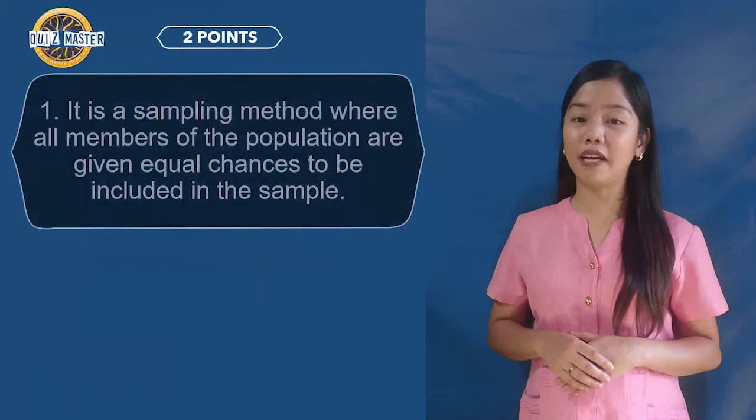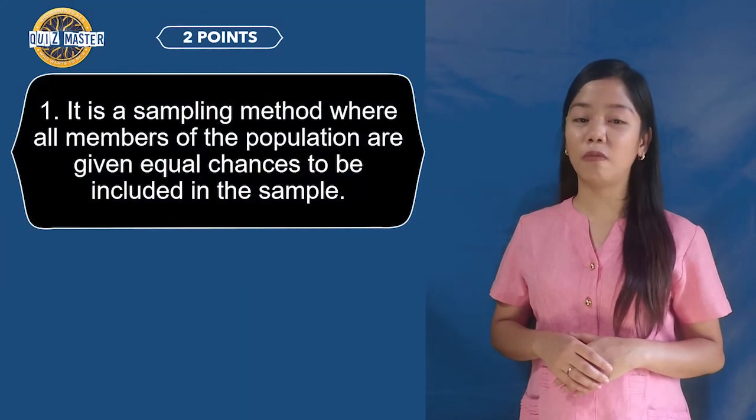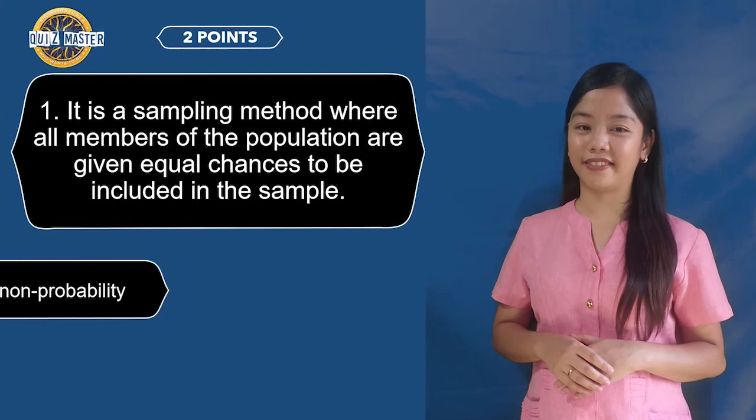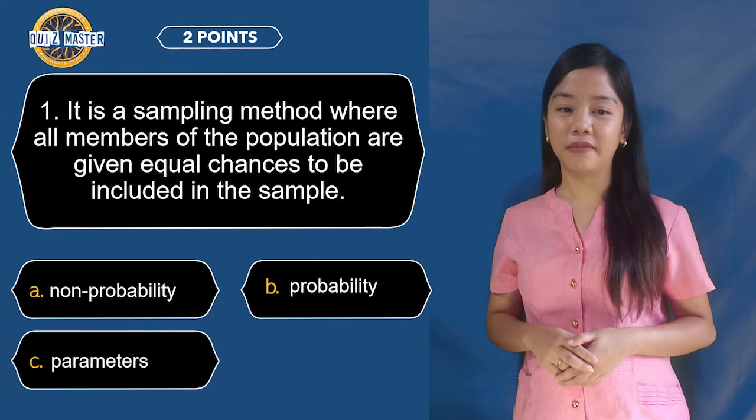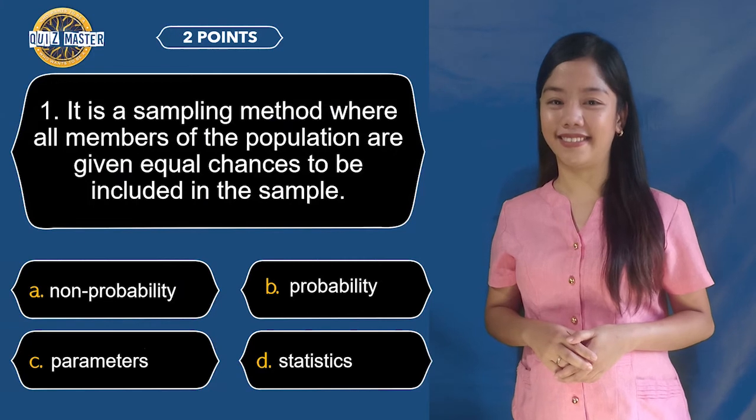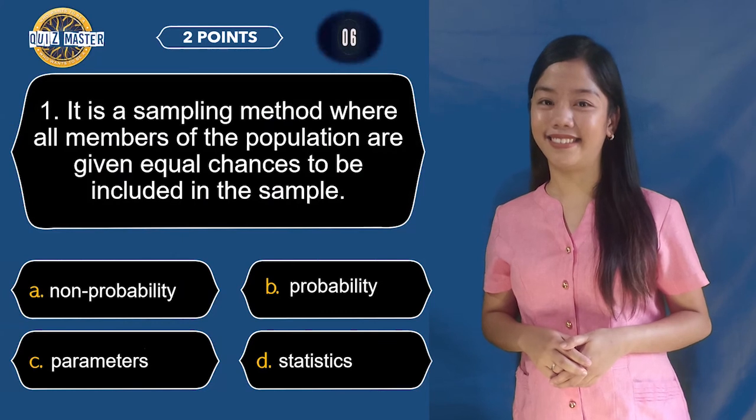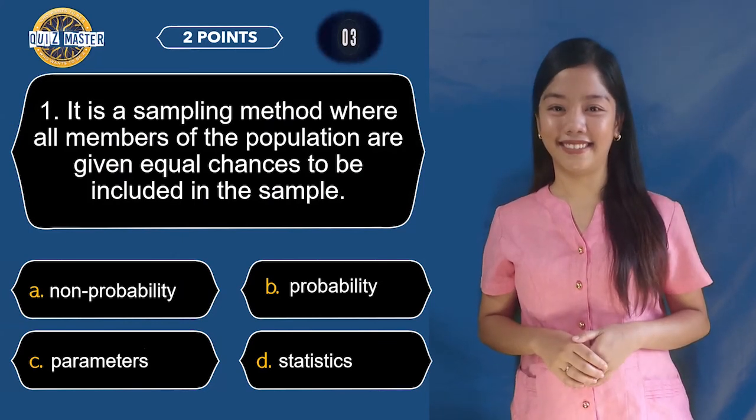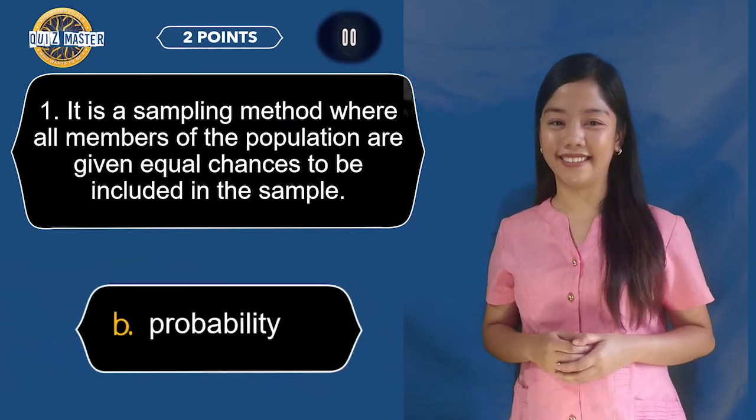Question number 1 for 2 points. It is a sampling method where all members of the population are given equal chances to be included in the sample. A. Non-probability. B. Probability. C. Parameters. Or D. Statistic. Correct, it's probability.